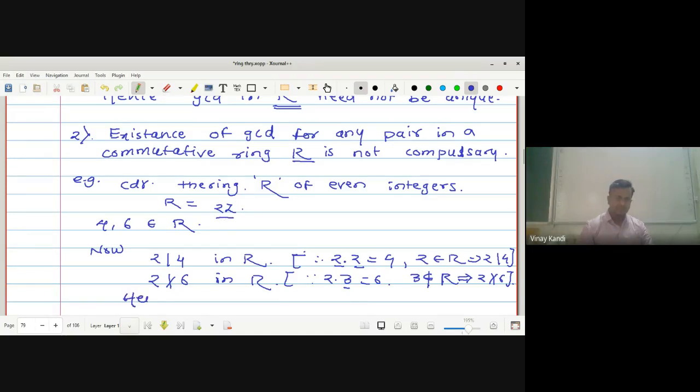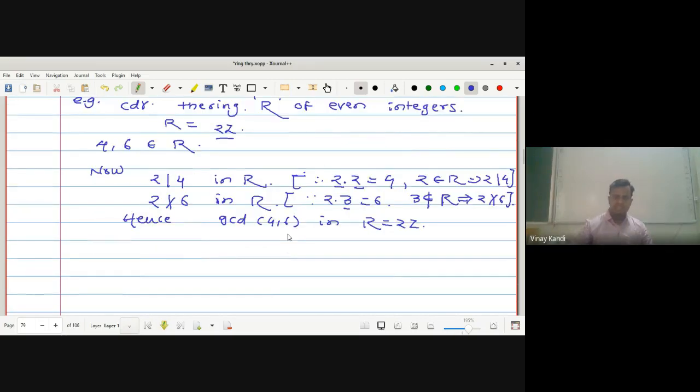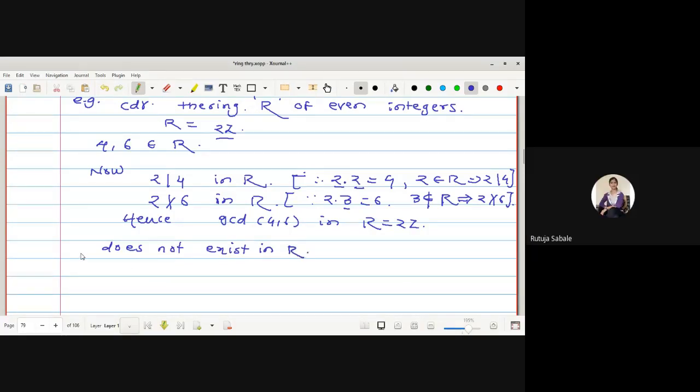Hence the GCD of 4 and 6 in R, where R is equal to the set of even integers, does not exist in R. Okay, any doubt? No, sir.